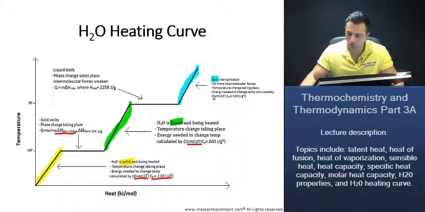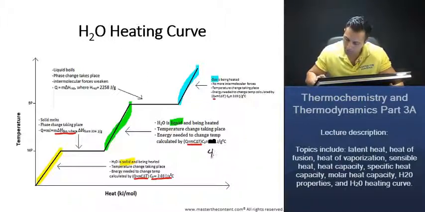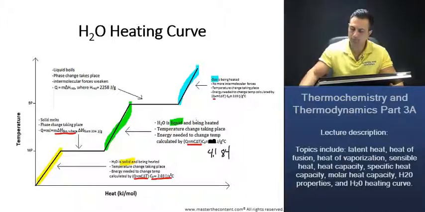Let me just go ahead and write that in for us. It's going to be 4. Let me just rewrite that just a little clearer for us. Right, it's going to be 4.184. Okay, great. At this point now, we're going to be at 100 degrees Celsius.